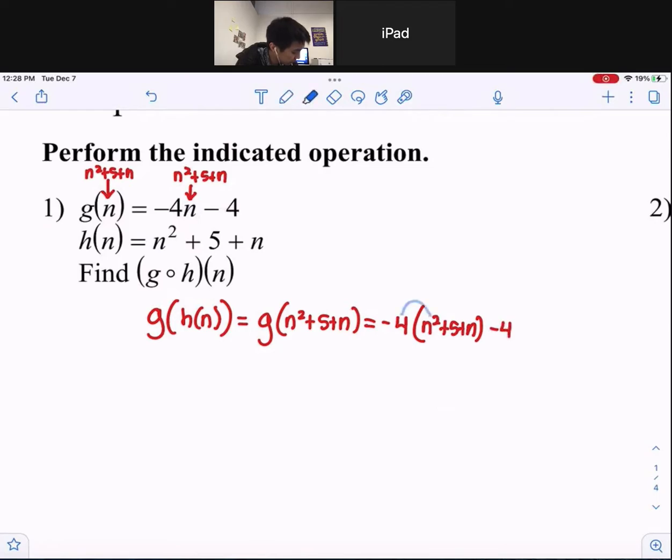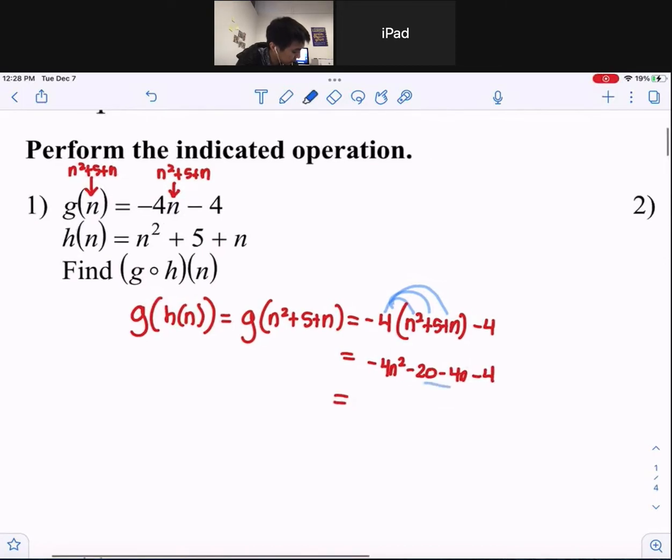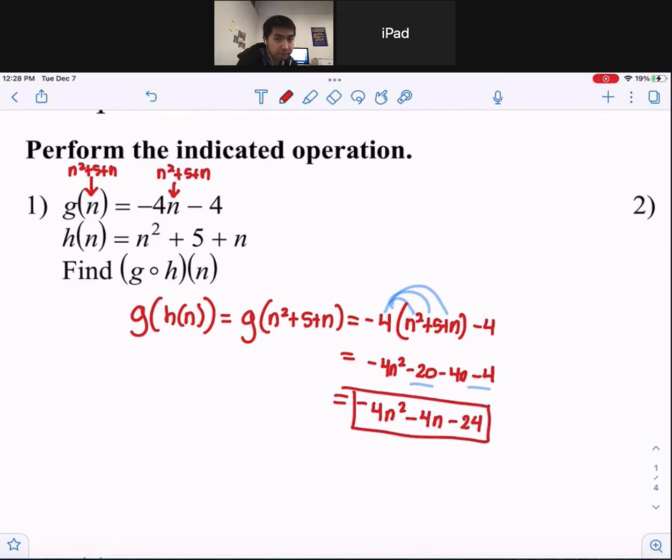And then we'll distribute, and we're going to get our answer of negative 4n squared minus 20 minus 4n minus 4. And if we combine these like terms, we are going to get negative 4n squared minus 4n minus 24, from highest degree to lowest, okay?